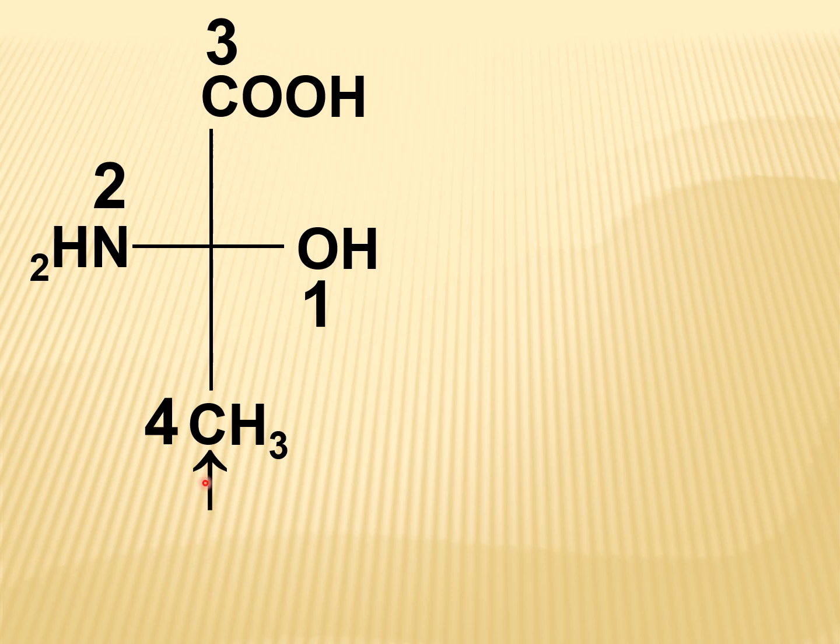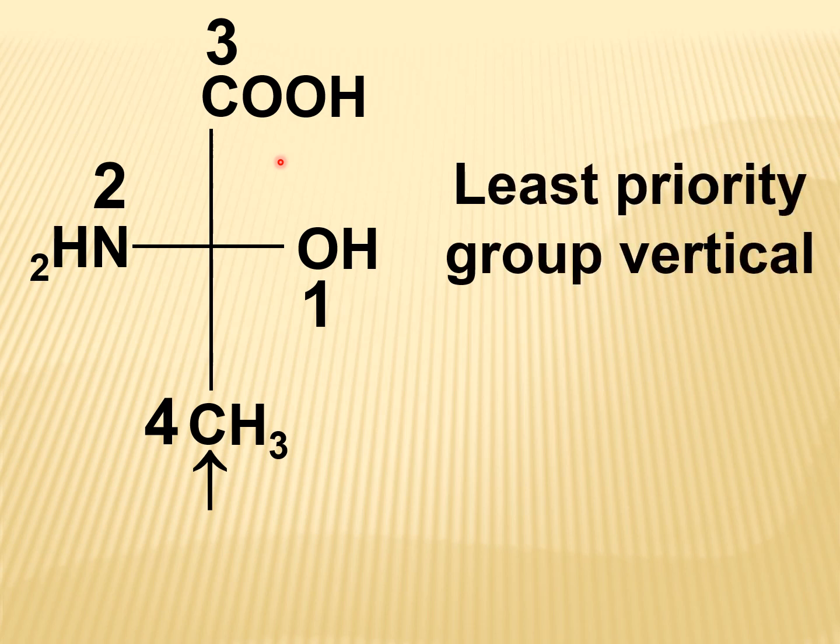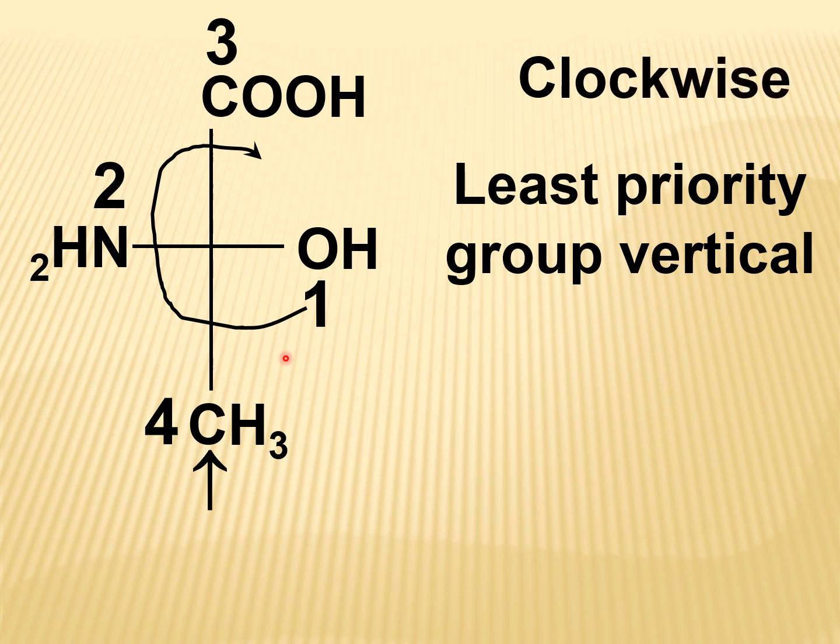View the molecule from a direction behind the least priority group. So you are viewing from this direction, and then you move from 1, 2 to 3. So from 1 to 2 and 2 to 3. So that the least priority group is vertical. Movement from 1 to 3, that is clockwise. So vertical clockwise means the designation will be R. This is R amino lactic acid.